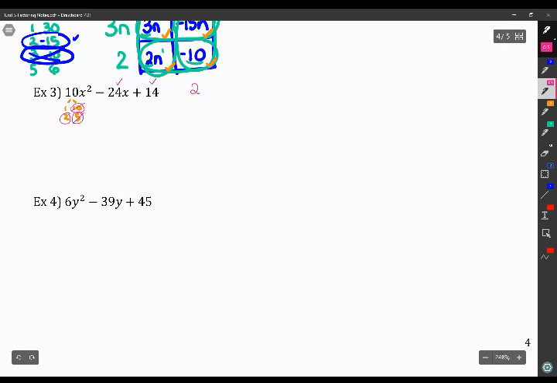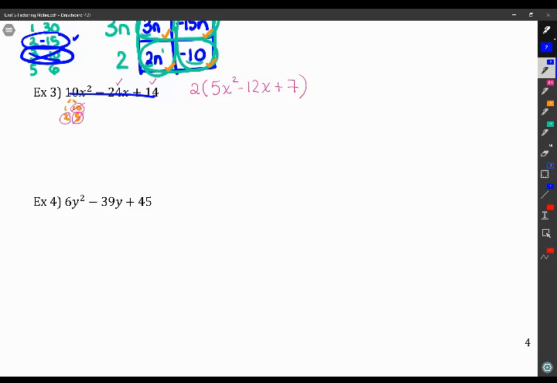So the 2 is going to come out, and then we divide. So 10 divided by 2 is 5, x squared, because we didn't take any letters out. 24 divided by 2 is 12, so it's minus 12x. And then 14 divided by 2 is 7. Once I have that, I no longer need this because I've rewritten my polynomial in a different way.